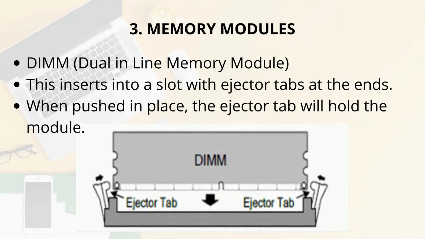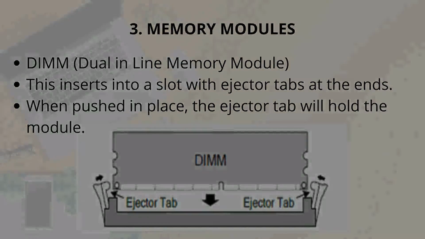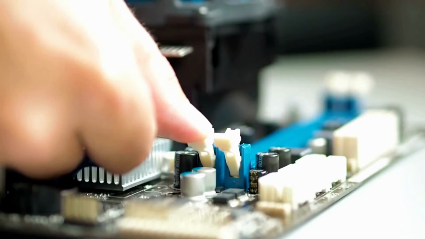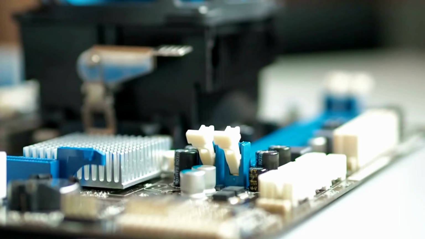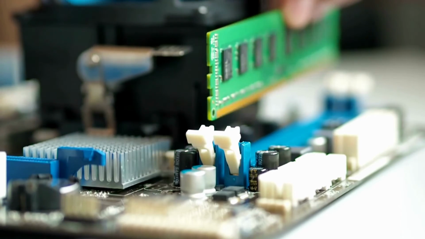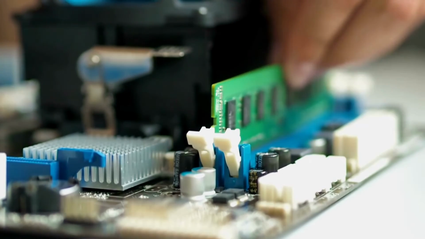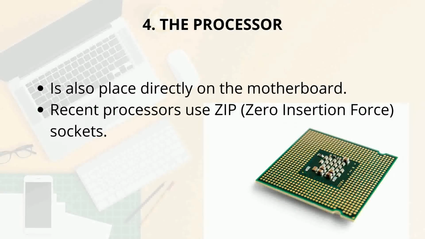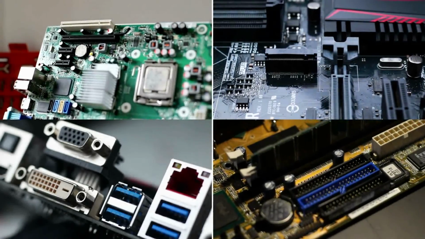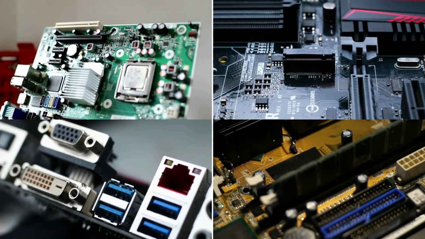Memory modules. Dual inline memory module, this inserts into a slot with ejector tabs at the ends. When pushed in place, the ejector tab will hold the module. The processor is also placed directly on the motherboard. Recent processors use zero insertion force socket.